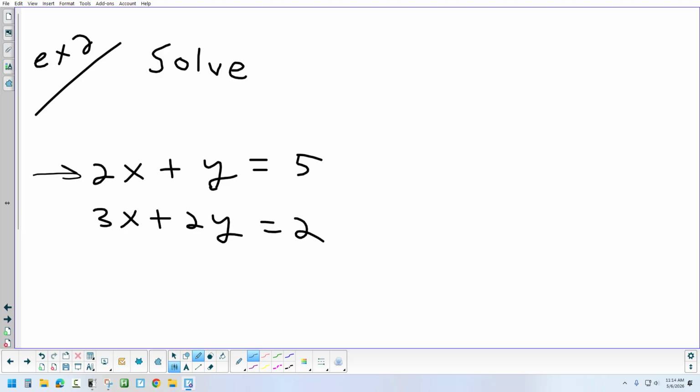It would be a line. Why wouldn't it be a parabola? Because nothing's square. It's just all variables to the first power, no fractions with variables in the bottom. So yeah, that would be a line.